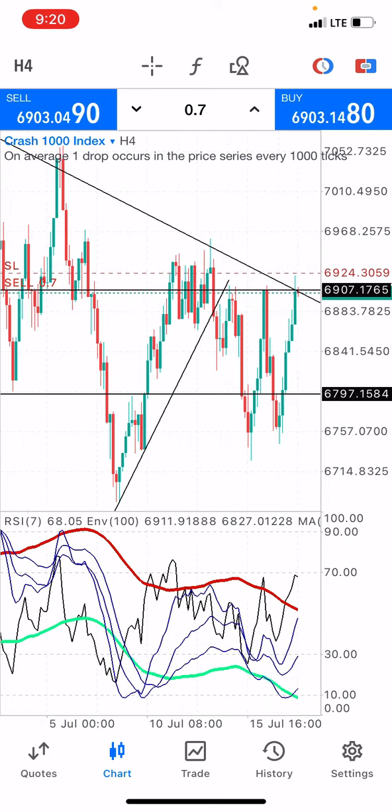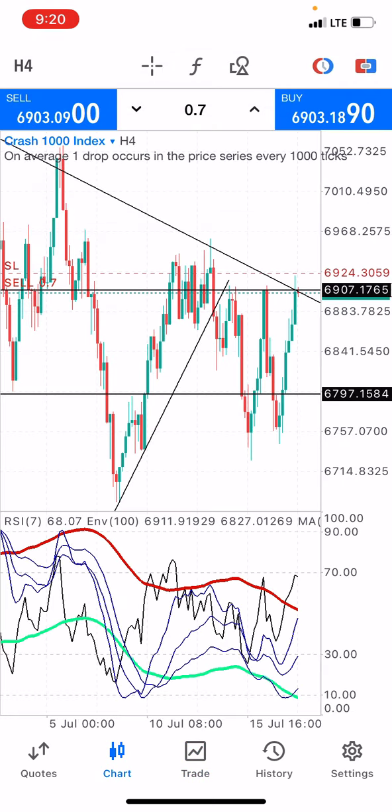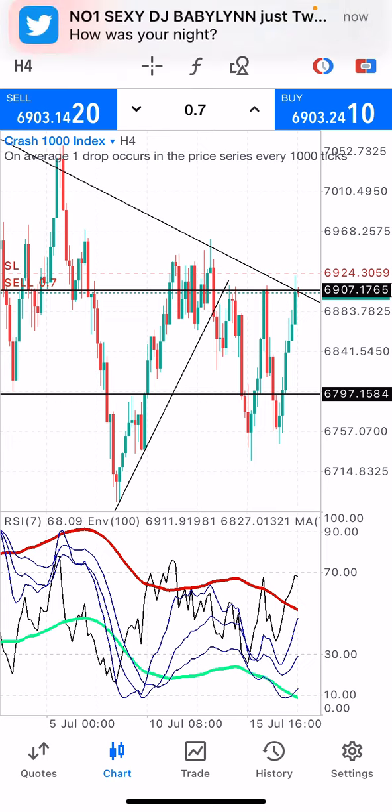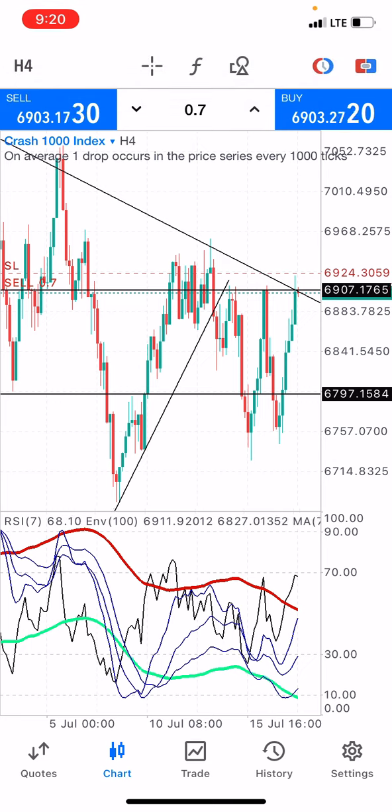This is Crash 1000, and we are selling because we want to catch spikes. If you want to catch spikes on Crash 1000, you want to be selling. In fact, on every crash market, you want to be selling. If you want to catch spikes on Boom, you want to be buying. You don't want to just jump into the market and start buying or selling. I want to see that price is at your area of interest. For Crash, your area of interest should be your resistance, and for Boom, your area of interest should be your support.